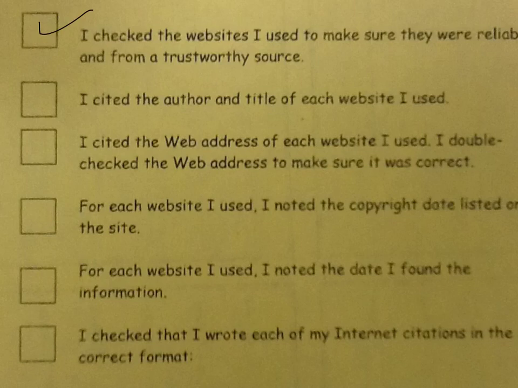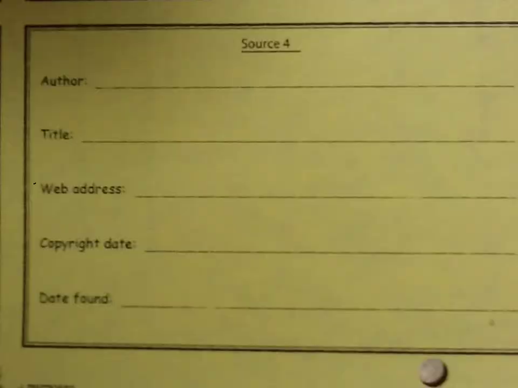So, we have cited the author and the title of the website that I found, also the title of the article. I have written down painfully the web address of the website I used. And I found the copyright date because fortunately it was right at the beginning of her article. I found that article today, so I'll put that down there. And we'll be checking the proper format of your citations later.